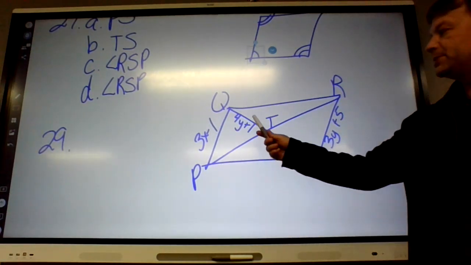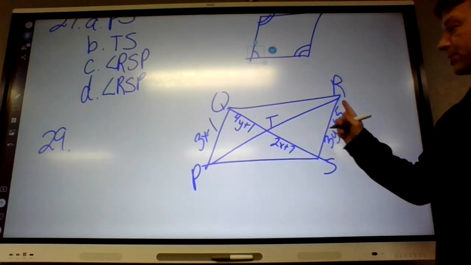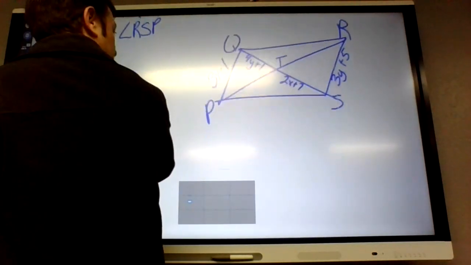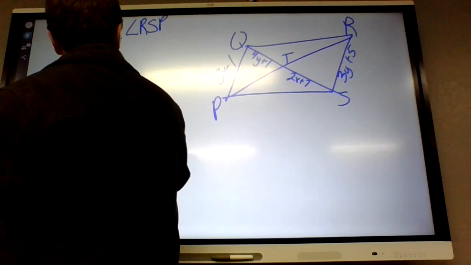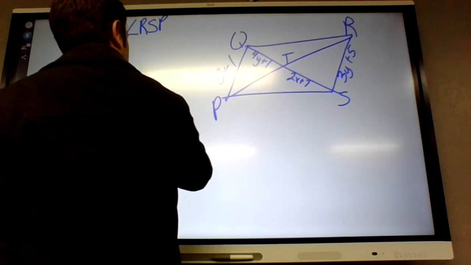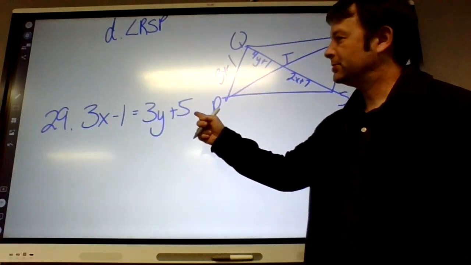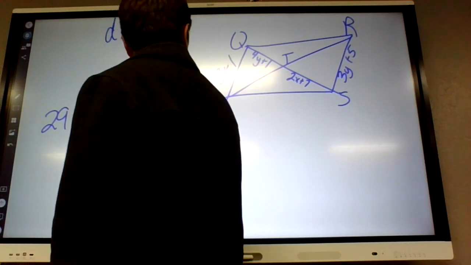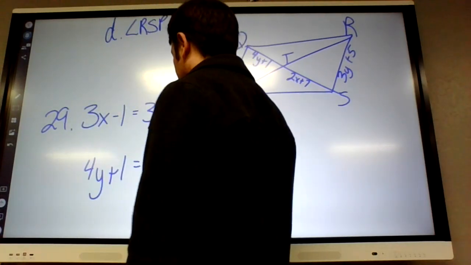What do we know about these two? They're also equal, because diagonals bisect. So 3x minus 1 should equal 3y plus 5. Can we solve that, by the way? No. And 4y plus 1 equals 2x plus 7. Actually, I might switch those two.